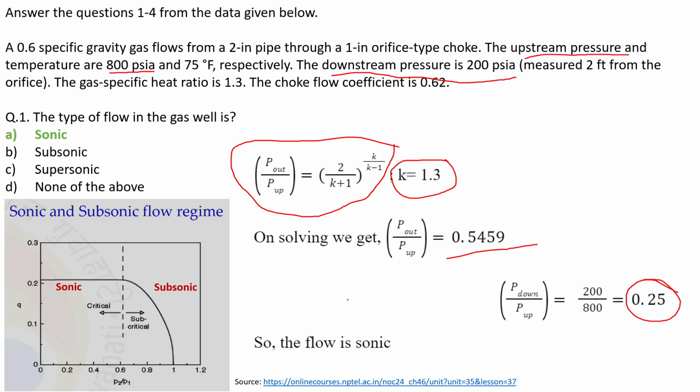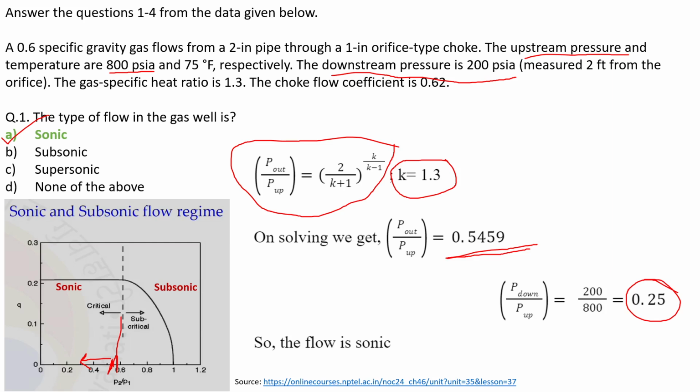At the critical point we know the value is 0.5459, and the actual downstream divided by upstream pressure ratio is equal to 0.25. So 0.5459 will be the critical point, which will be somewhere like this. And the original value from the data we are getting is 0.25, which is on the left side of this value. As we move to the left side, we see this zone is the sonic zone. So here the type of flow of the gas well will be sonic. So option A.